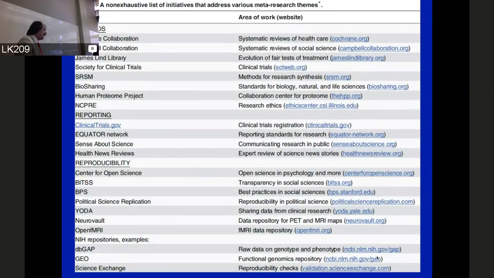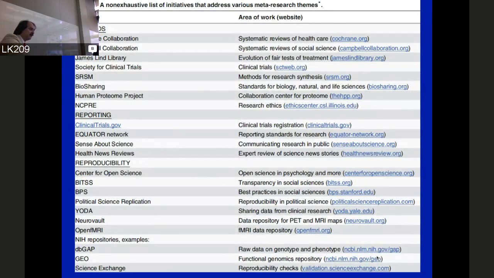Reproducibility: there's a large number of reproducibility efforts nowadays, and most of them have started in the last few years. So there's the Center for Open Science that has launched the large-scale reproducibility projects, and I'll talk about one of them probably briefly. The Berkeley Initiative for Transparency in the Social Sciences is also interested in promoting transparency and reproducibility in sociology, economics, and political science.